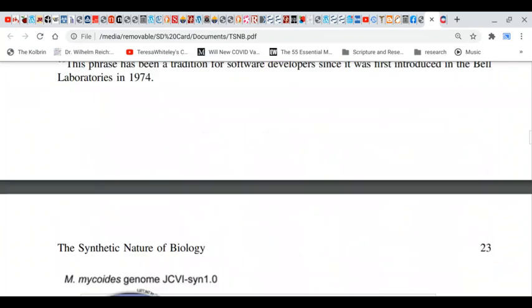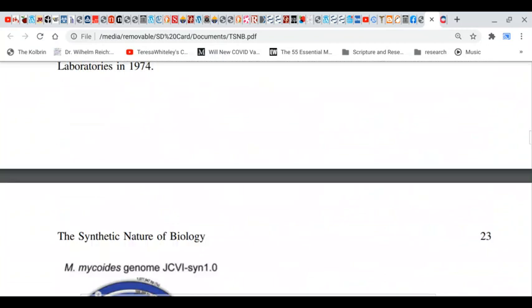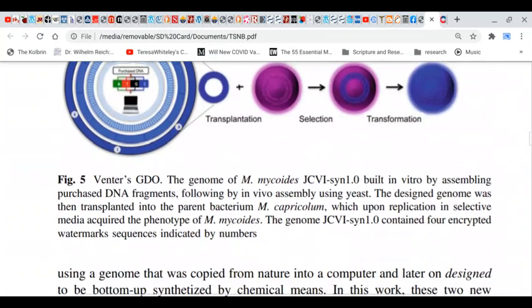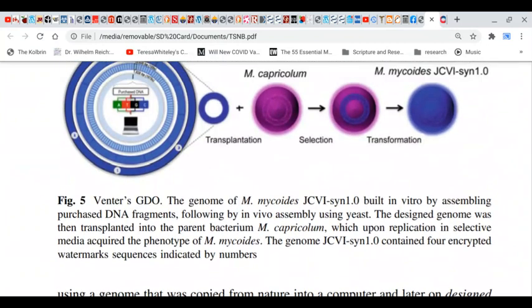JCVI-syn1.0 is a genomically designed organism. The genome of Mycoplasma mycoides was built in vitro by assembling purchased DNA fragments, followed by an in vivo assembly using yeast. The designed genome was then transplanted into the bacterium Mycoplasma capricolum, which upon replication in selective media acquired the phenotype of Mycoplasma mycoides.